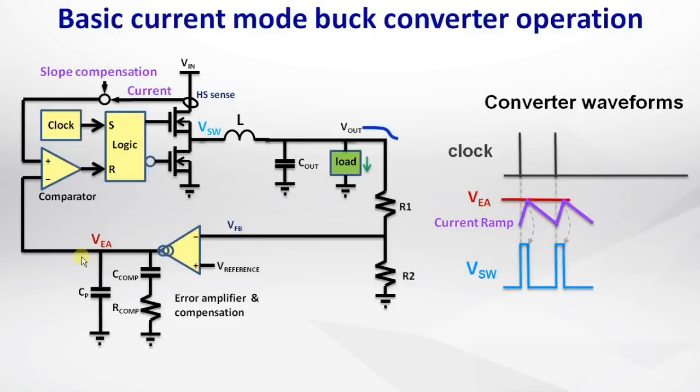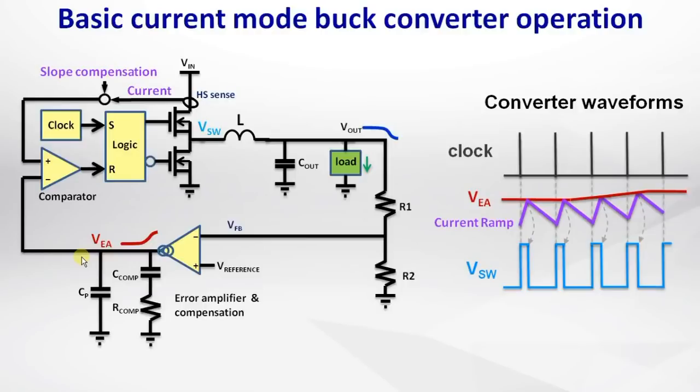When the output voltage drops due to a load increase, the error amplifier output will increase. This means that the current needs to ramp higher, so the duty cycle will temporarily increase, thereby increasing the output voltage to regulate the output back to its target value.